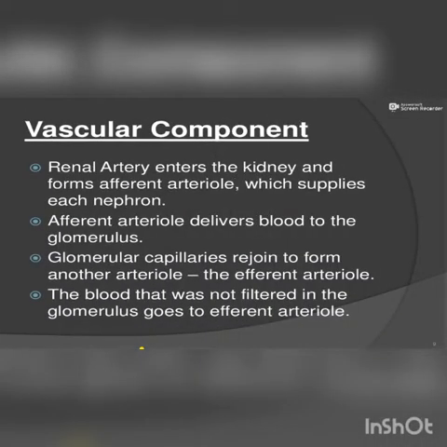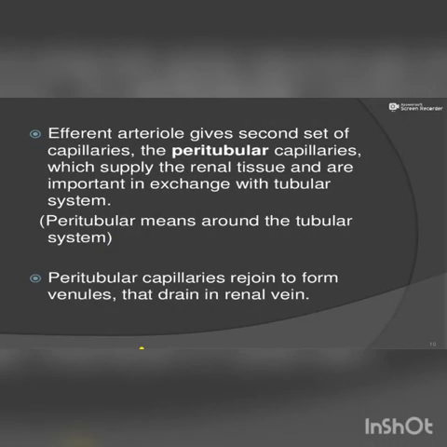Vascular component. Renal artery enters the kidney and forms afferent arteriole, which supplies each nephron. Afferent arteriole delivers blood to the glomerulus. Glomerular capillaries rejoin to form another arteriole, the efferent arteriole. The blood that was not filtered in the glomerulus goes to efferent arteriole. Efferent arteriole gives second set of capillaries, the peritubular capillaries, which supply the renal tissue and are important in exchange with tubular system. Peritubular capillaries rejoin to form venules that drain in renal vein.